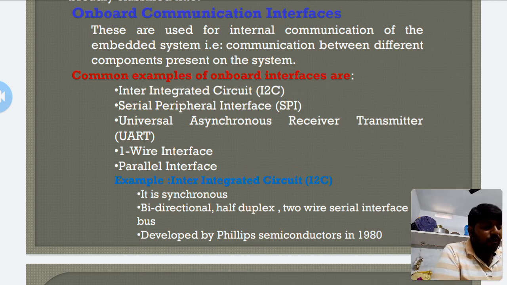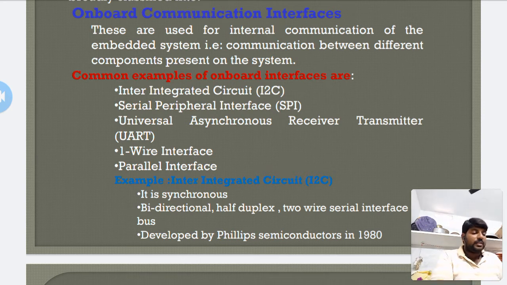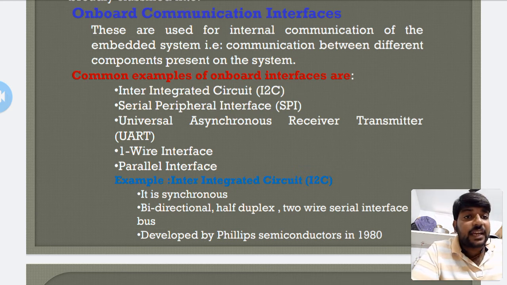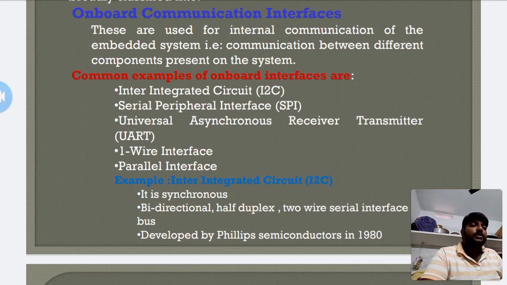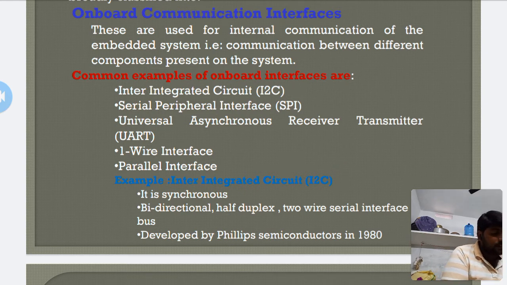SPI requires 4 signal lines for communication: master out slave in, master in slave out, serial clock, and slave select. These are the 4 signals to communicate the devices with the controller. Master out, slave in indicates the signal line carrying the data from master to slave devices. It is also known as slave data in, or slave input.